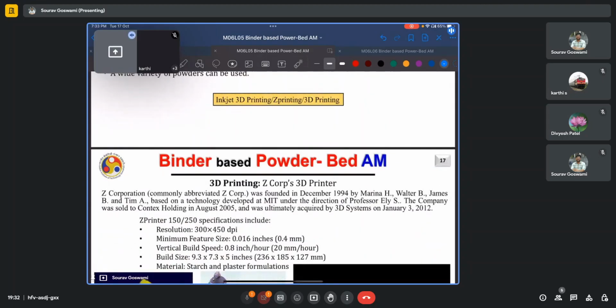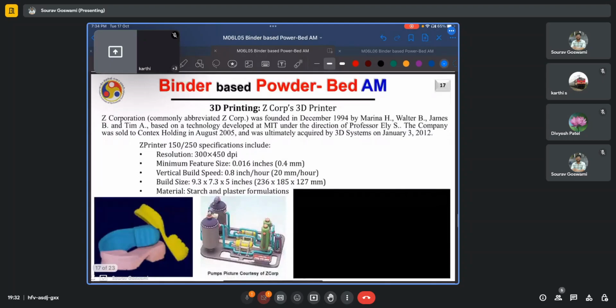Alternatively, it has also been called by the names inkjet 3D printing, Z printing, or simply 3D printing. This had been developed by Z Corp, which is an American company, and some of the specifications are also given here. So it can have a resolution of 300 into 450 dpi. So this dots per inch is the resolution which is also specified for our 2D printers. So we can see that indeed it was just a technology scaled up to the Z axis, but has its origins in the usual 2D printing which you all encounter every day.